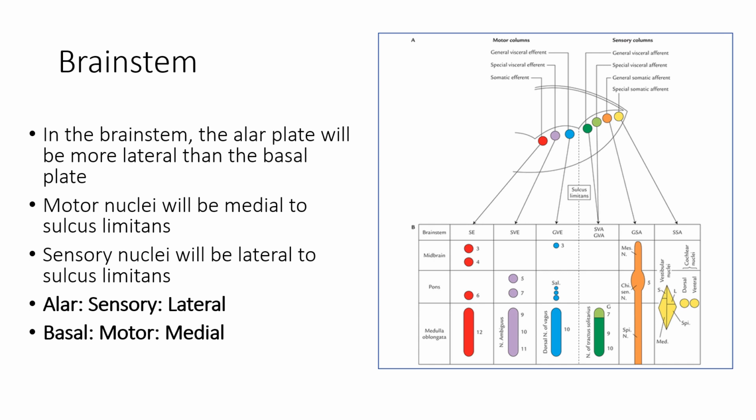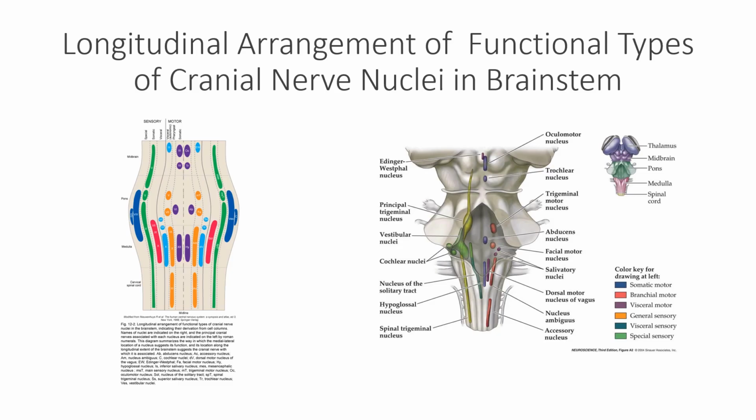So the motor nuclei will be medial to the sulcus limitans, sensory will be lateral. Motor, medial. Remember that is part of our rule of fours. M, motor, M, medial. Sensory is lateral to the sulcus limitans, or that rule of fours talks about it being to the side. Okay. Alar, sensory, lateral, okay, or side. Basal, motor, medial. So make sure we understand that language. So the alar is sensory, and that's off to the side. And then basal is motor, and that's medial.